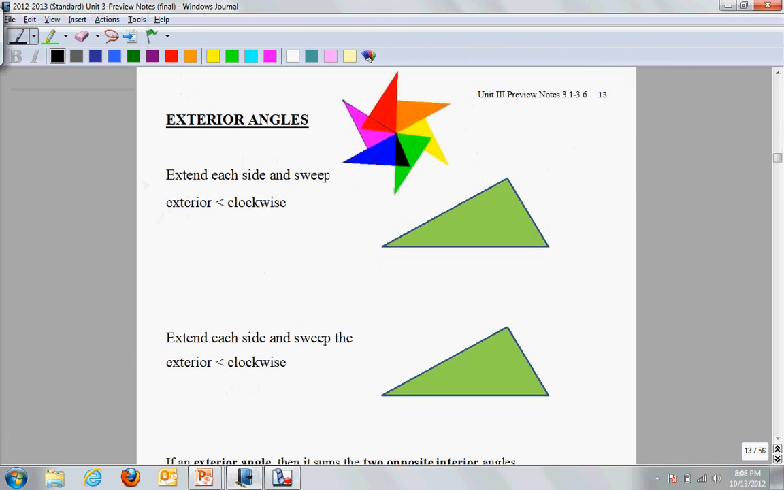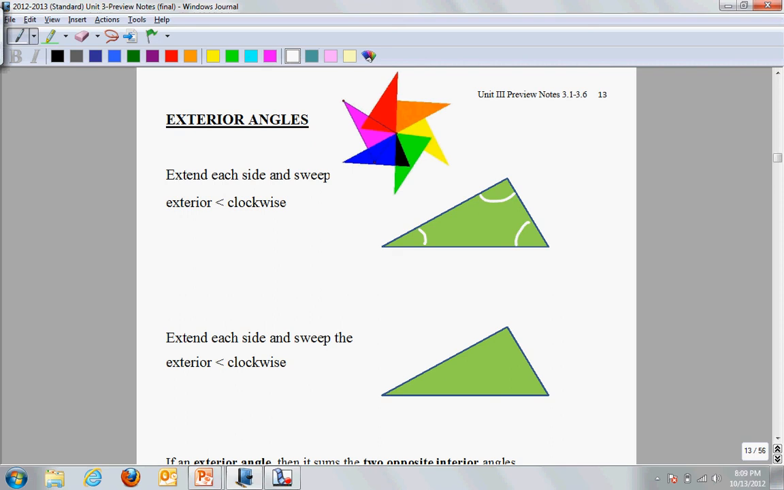We have one last concept, and it's the concept of exterior angles. You have three interior angles. Let's sweep the interior angles here. The interior angles are the angles inside a triangle, and they always add up to 180.